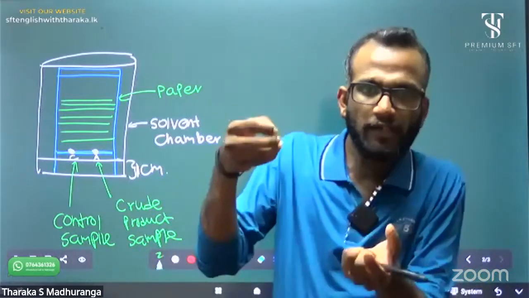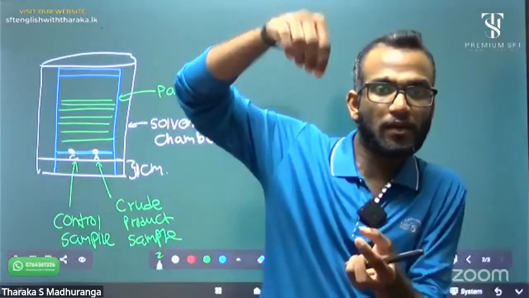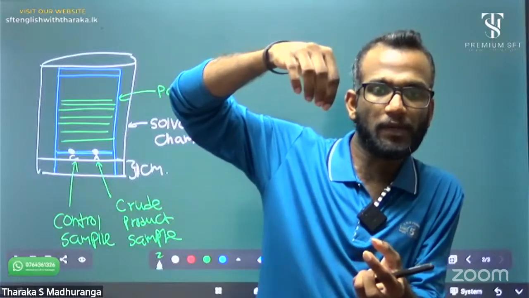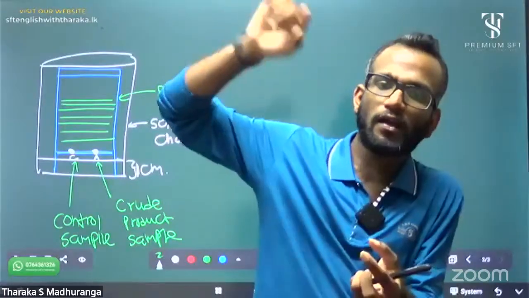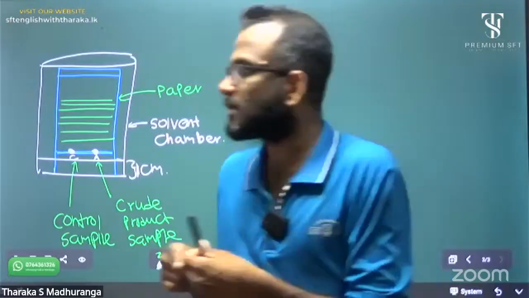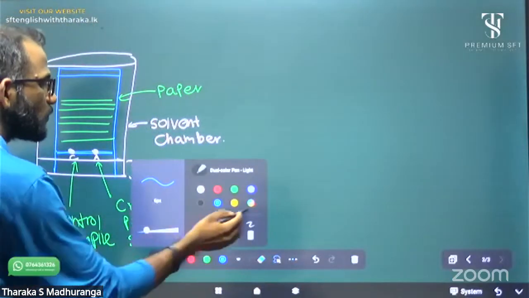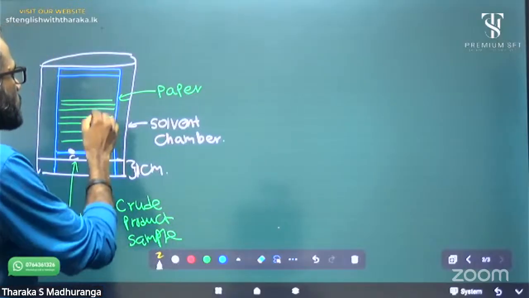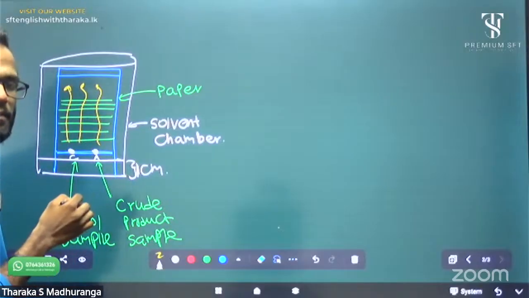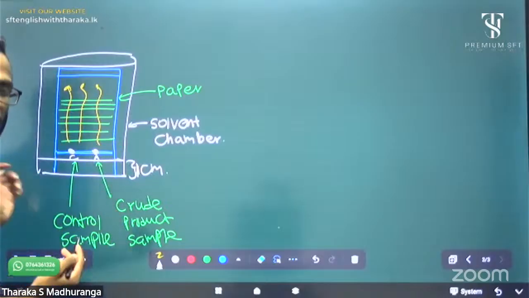You can understand capillary action like this. Think of a water glass and you dip a tissue paper in it. Then what happens? The water flows up through the tissue paper, right? That we call capillary action. The solvent is flowing through the holes of this chromatography paper, and that is capillary action.